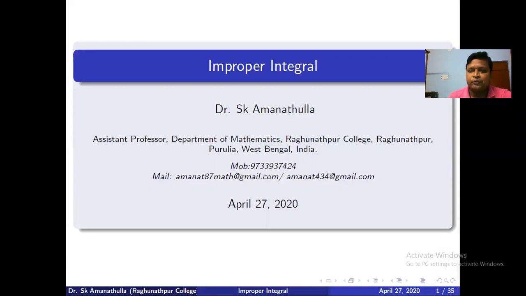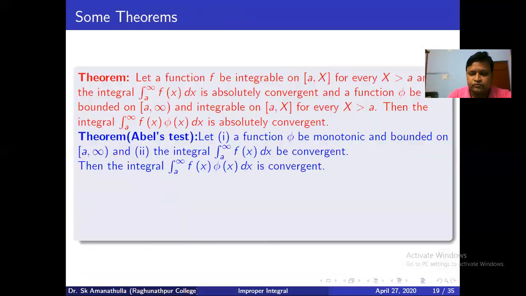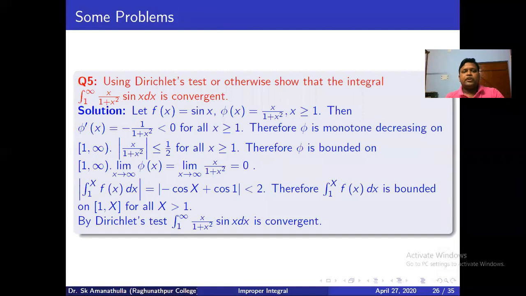the mixed improper integral. So today I start from this problem. Using Dirichlet's test or otherwise, show that the integral from 1 to infinity of x by 1 plus x square times sin x dx is convergent. Now let f(x) equal sin x and phi(x) equal x by 1 plus x square.